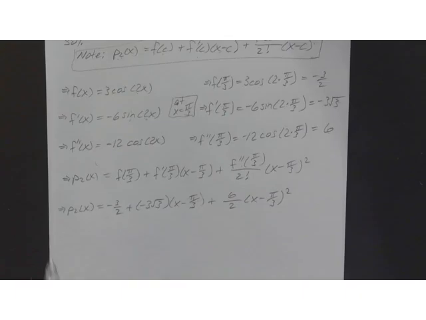So if we simplify it, we have p sub 2 of x is equal to negative 3 divided by 2. And we can just change that to minus. Minus 3 square root of 3 times x minus pi over 3 plus 3 times x minus pi over 3 squared.